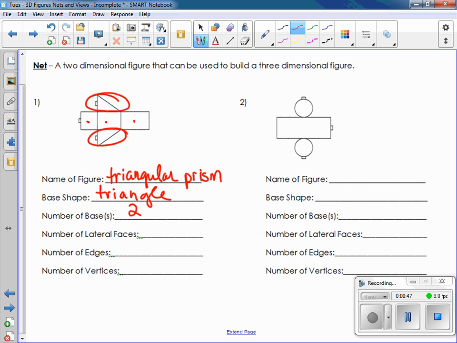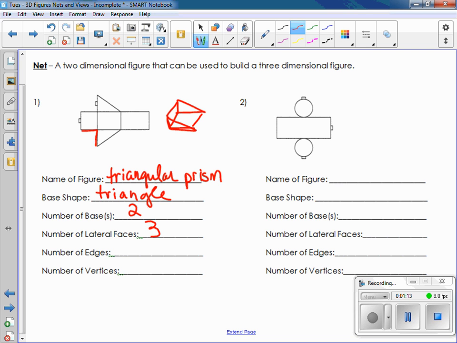So we have three lateral faces. The number of edges. I always like to think of these as the actual three-dimensional figure when I count the edges, because if you think about it, when you're going to fold this together, some of these edges are the same because that's going to fold together. So for me, here's my triangle. That's what it's going to look like put together.